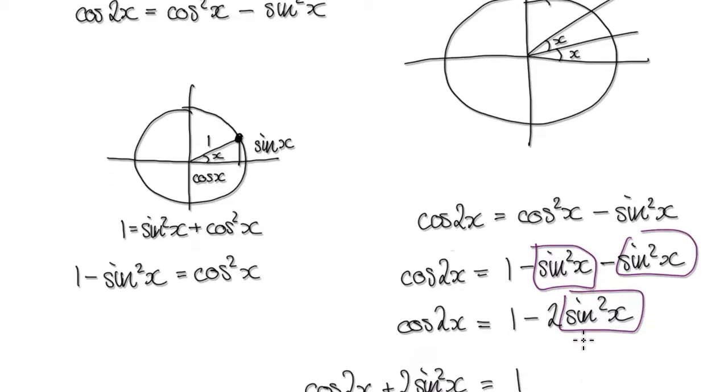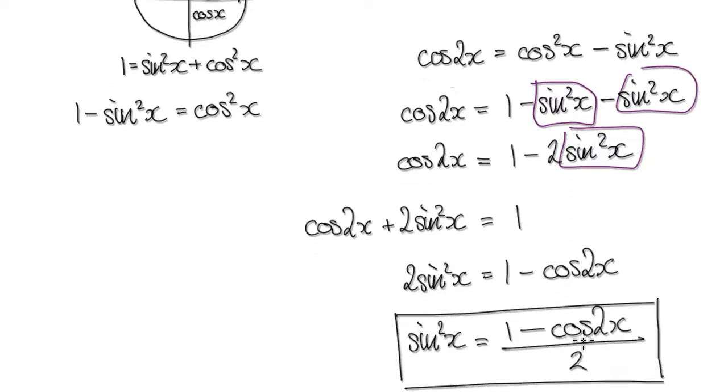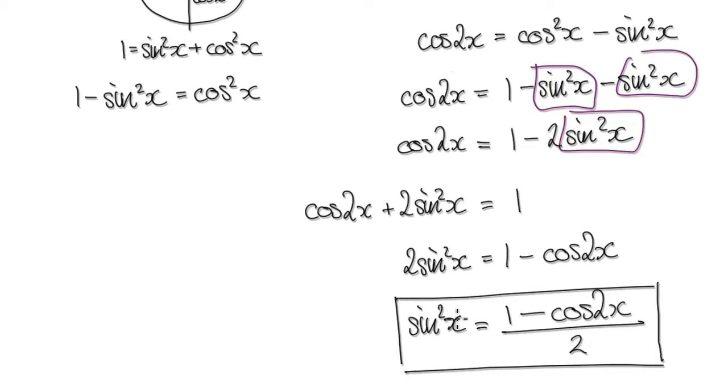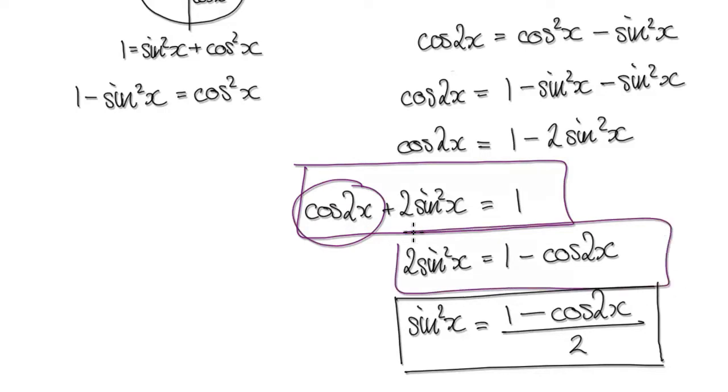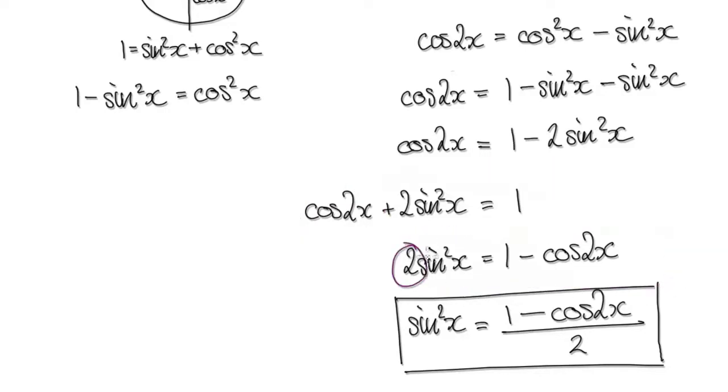And remember, we're trying to understand sine squared. We're trying to understand this sine squared here. So add 2 sine squared to both sides, that will then give us this. Now take away this from both sides, that will then give us this, and then divide both sides by 2, so that will then give us this. So that's why sine squared of x is the same as this thing here.